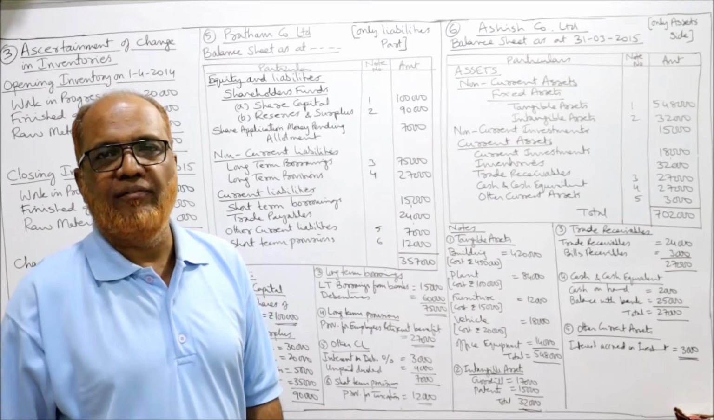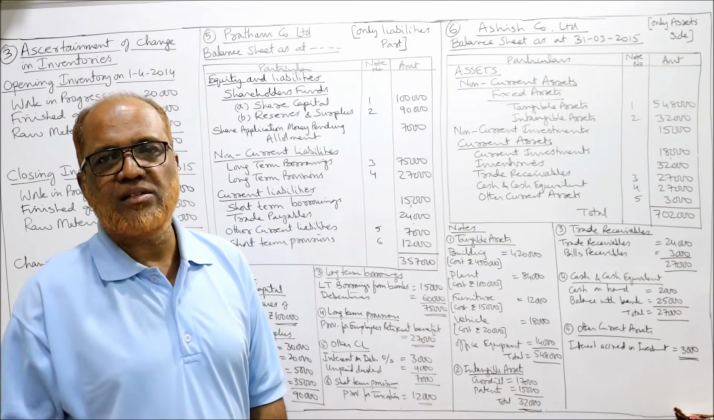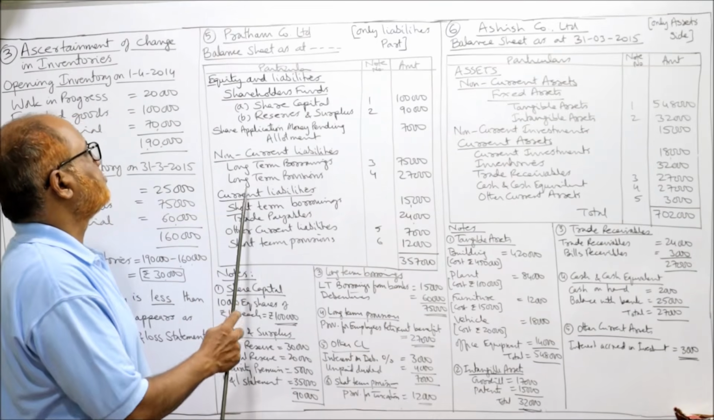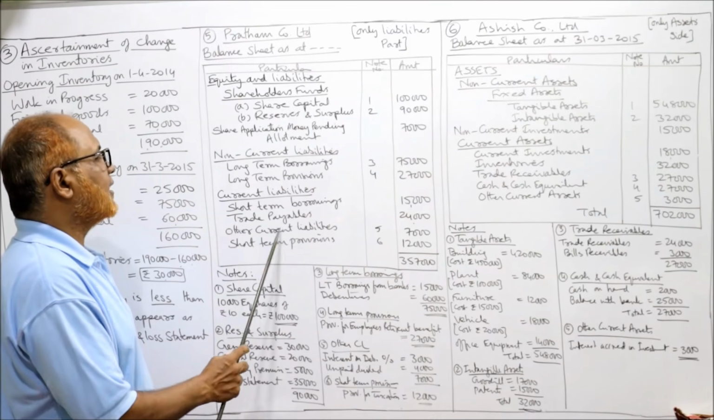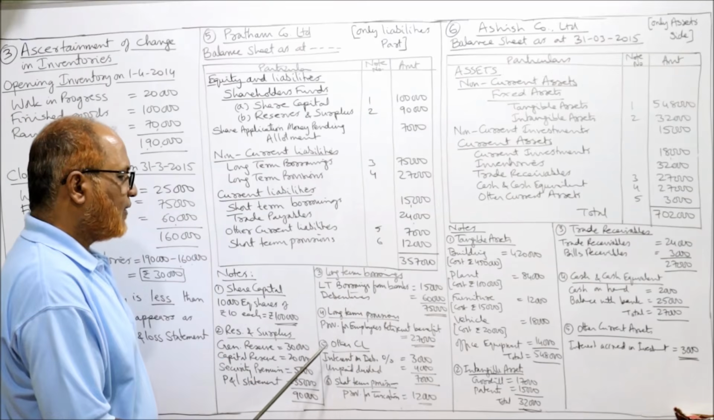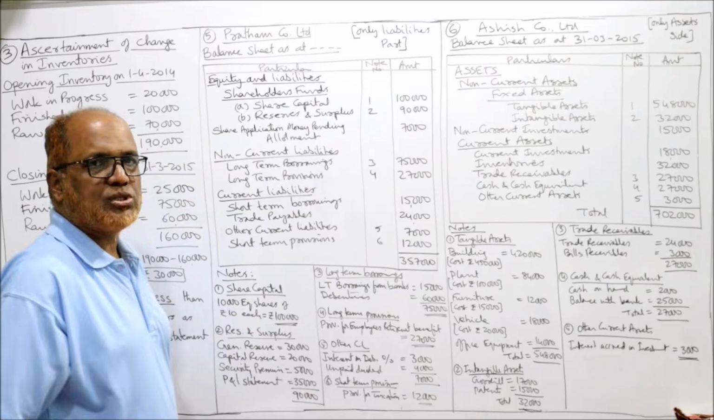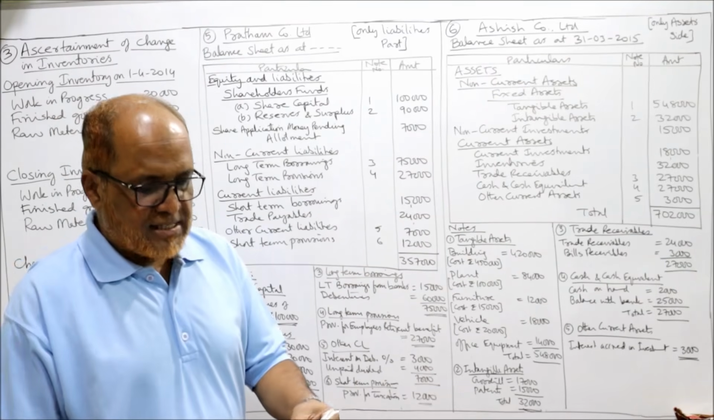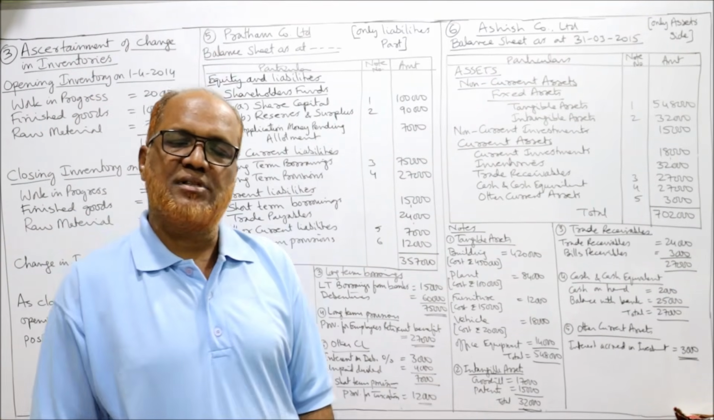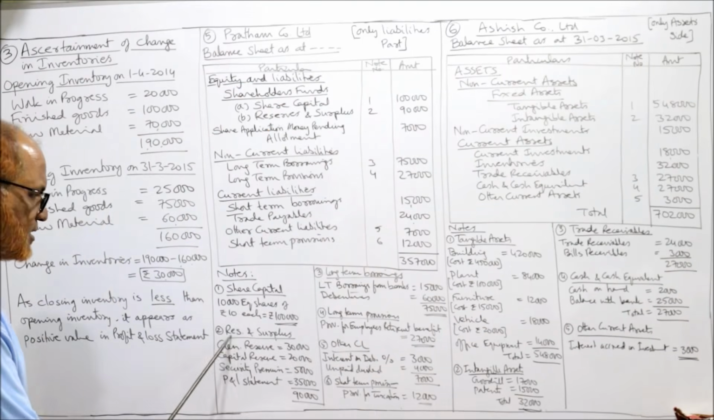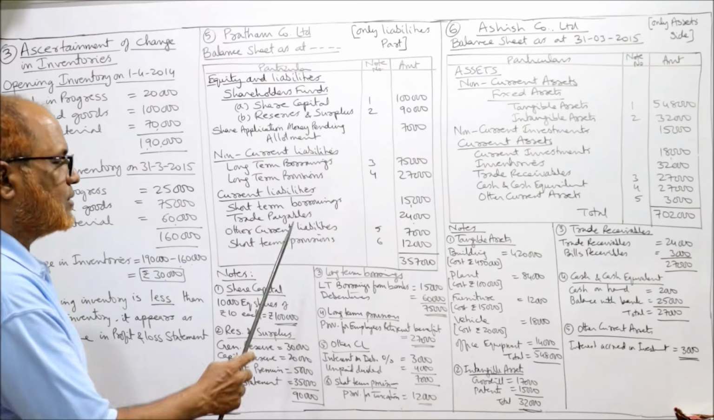Then unpaid dividends. Unpaid dividends will come under current liability, other current liability, fifth note. Note number 5, you can see interest accrued on debenture, unpaid dividend 4,000. Other current liability. Security premium reserve. Security premium is also a part of reserves and surplus. So we have taken reserves and surplus, security premium 5,000.